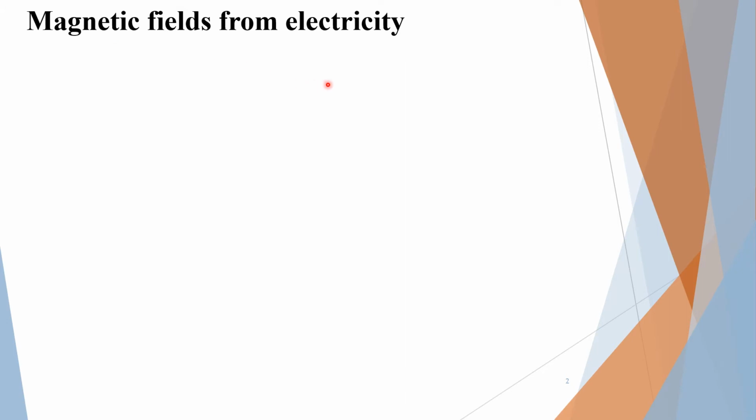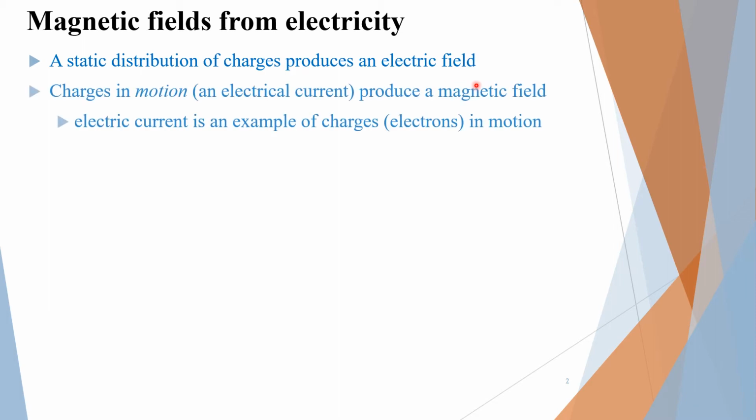Magnetic fields from electricity. A static distribution of charges produces an electric field, which we discussed in electrostatics. Charges in motion: an electrical current produces a magnetic field. Electric current is an example of charges or electrons in motion. So when charges are at rest, they produce electric field, but when charges move, they generate magnetic field.